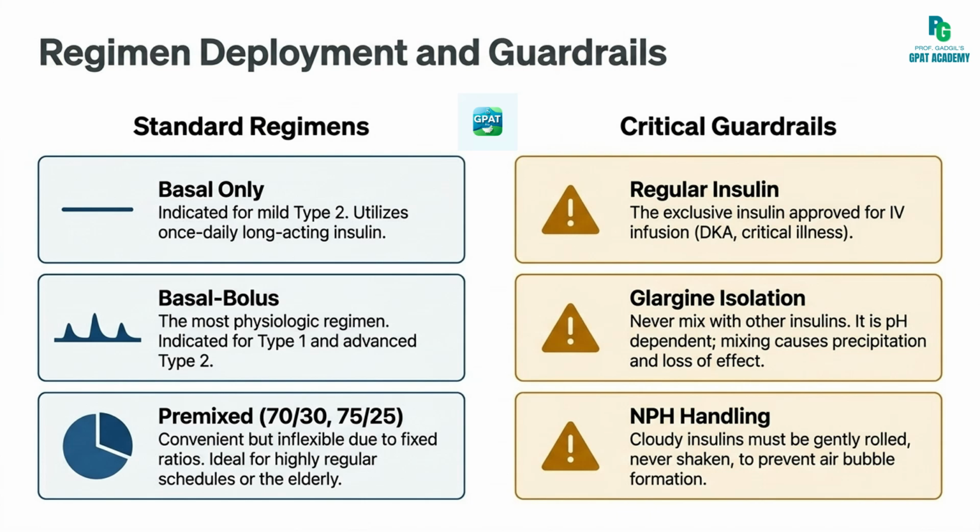Critical guardrails include regular insulin, the exclusive insulin approved for IV infusion, DKA and critical illness. Glargine isolation, never mix with other insulins, it is pH dependent and hence mixing causes precipitation and loss of effect. Next is the NPH handling, that is cloudy insulins must be gently rolled, never shaken to prevent the air bubble formation.